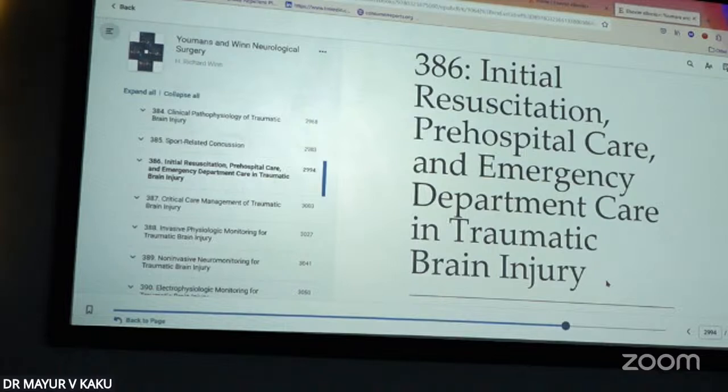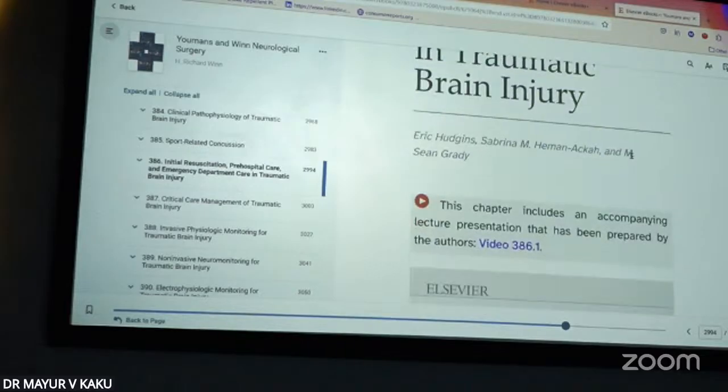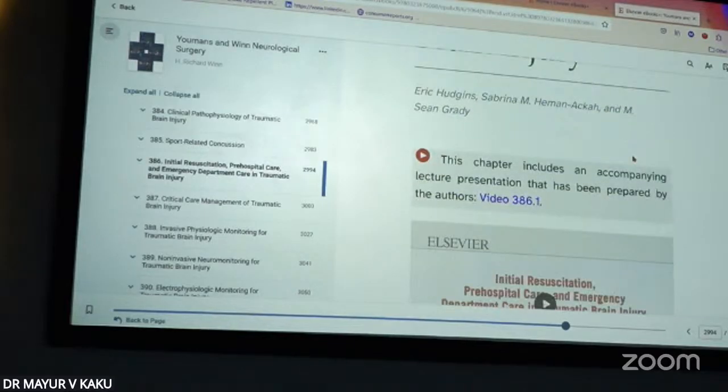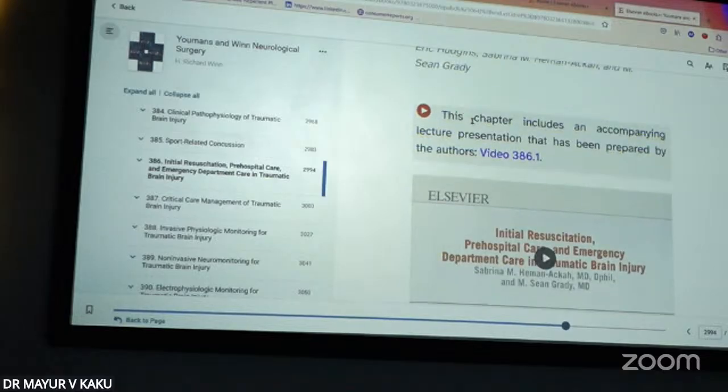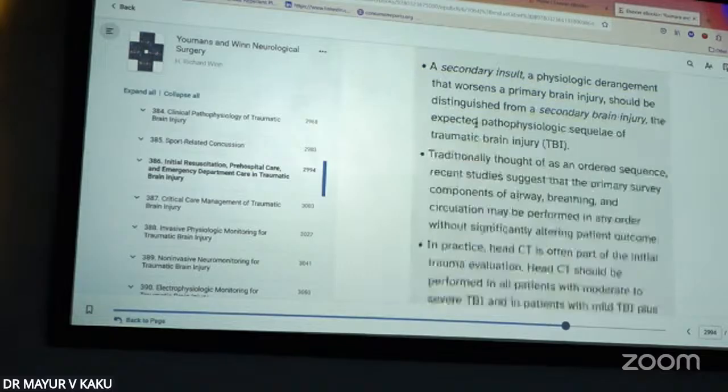So welcome everyone. Today we are going to study about the initial resuscitation, pre-hospital care and emergency department care in a traumatic brain injury. It is very important that all of us know this. Whatever we are doing is based on a book called Youmans textbook of neurosurgery. And you can see these key concepts; somebody should read.